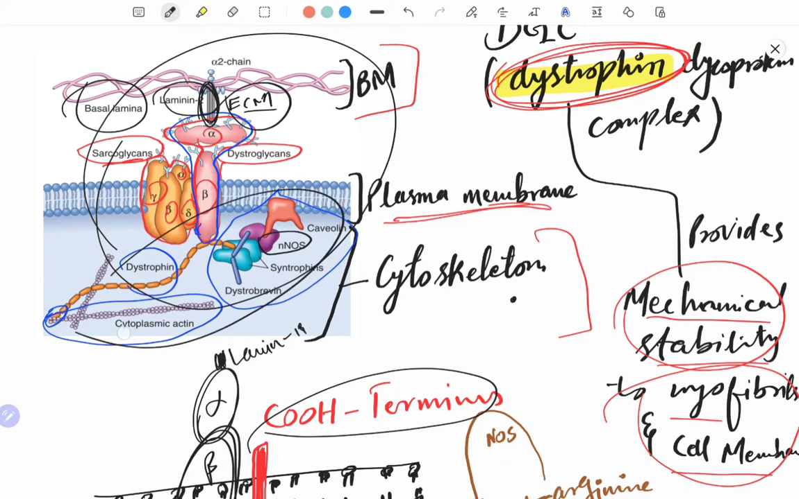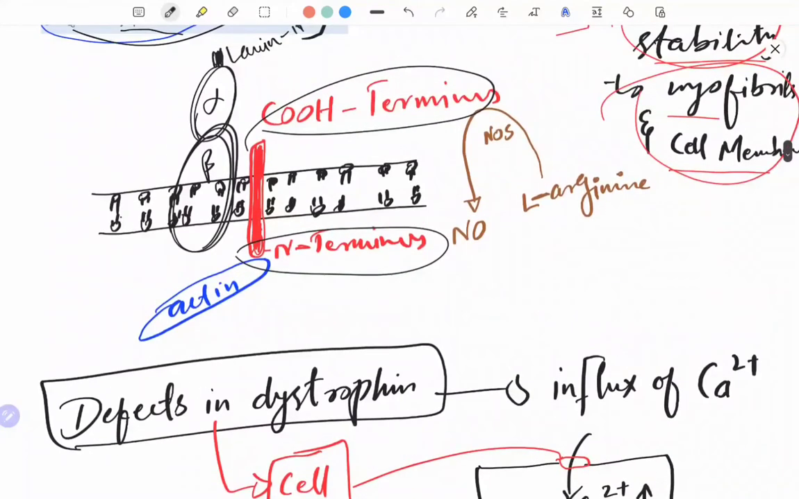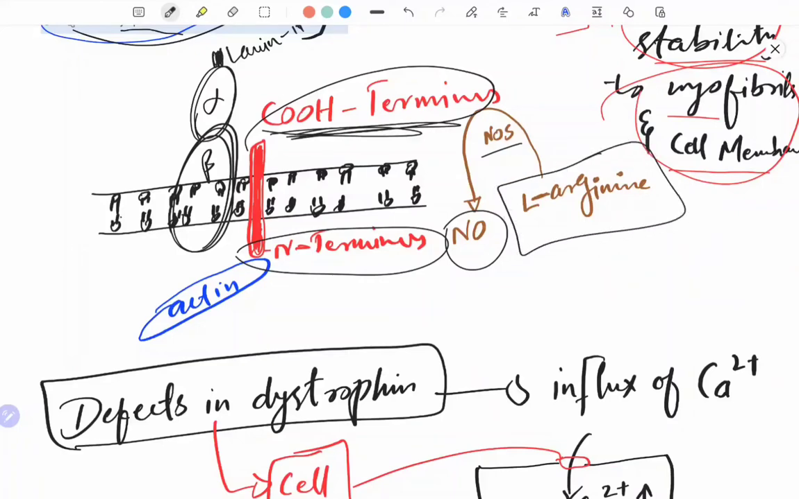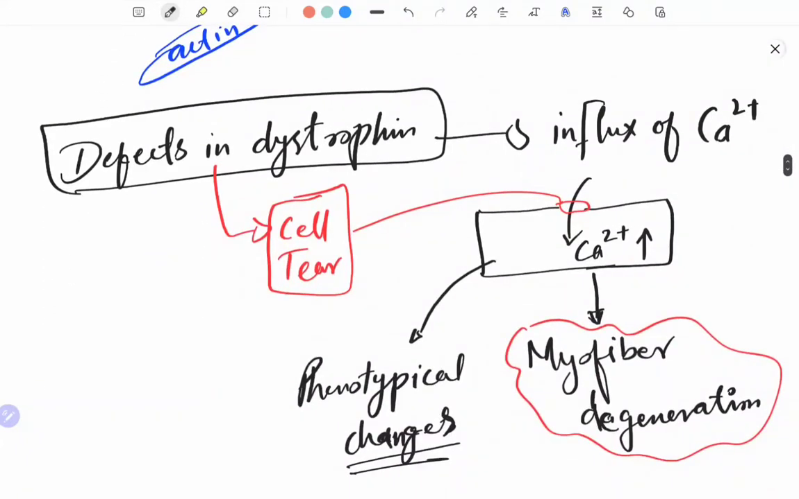And this cytoplasmic actin in the myofibrils is involved in the mechanism of contraction, and the carboxyl terminus of the dystrophin protein is involved in the formation of nitric oxide from nitric oxide synthase, and nitric oxide is formed from the amino acid L-arginine. And when there are defects in the dystrophin protein, what happens? The cell tears, meaning there is no protein, or there are truncated proteins here, and there occurs a cell defect.